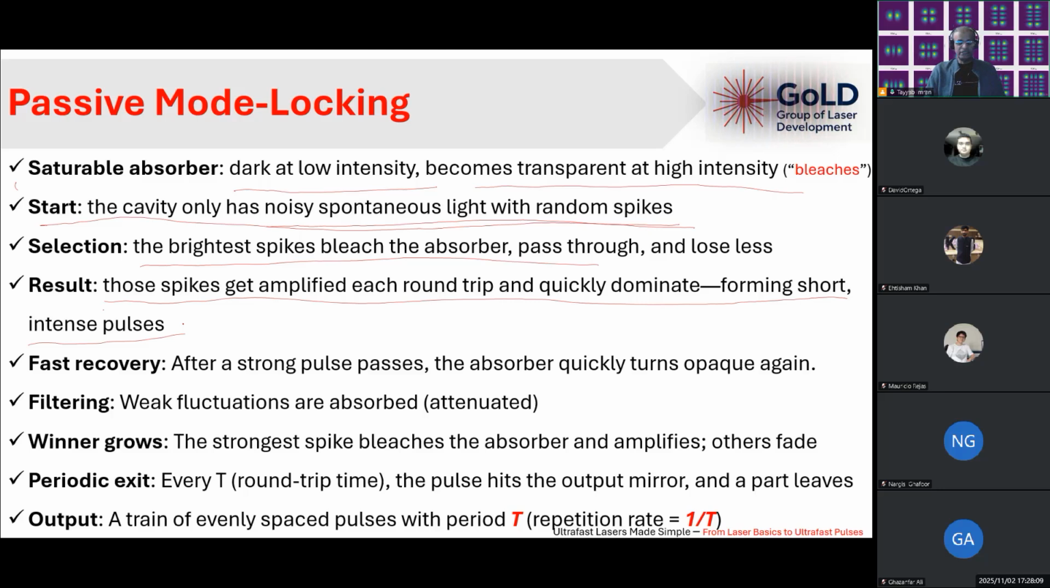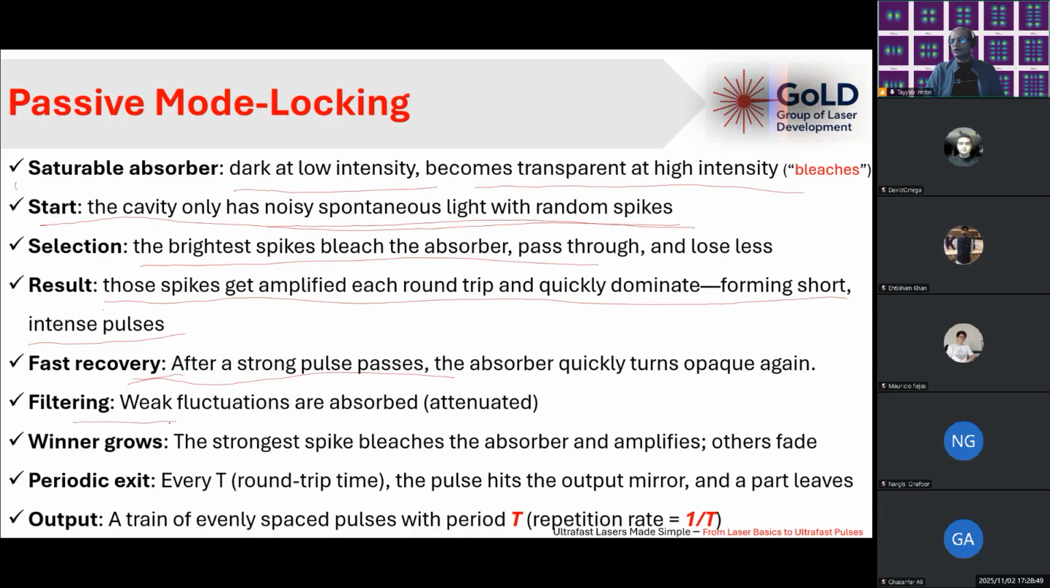One of the important things is the recovery time. These saturable absorbers recover within a fraction of a second, and they are ready for the second pulse. Okay, so it happens very quickly, and it becomes opaque again, dark again, and then after a while the bleaching effect will start. So this is called the fast recovery or recovery time.